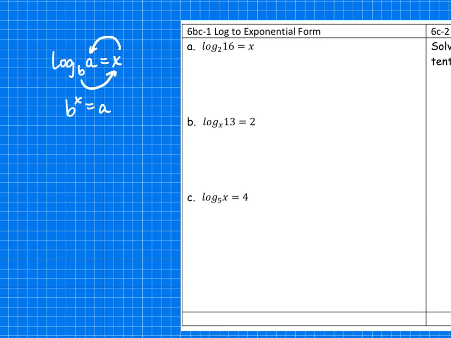So we're writing this in log form. Sorry, in exponential form. That's the only thing we're doing here. 2 to the x equals 16. That's the exponential form. X to the 2nd equals 13. 5 to the 4th equals x.